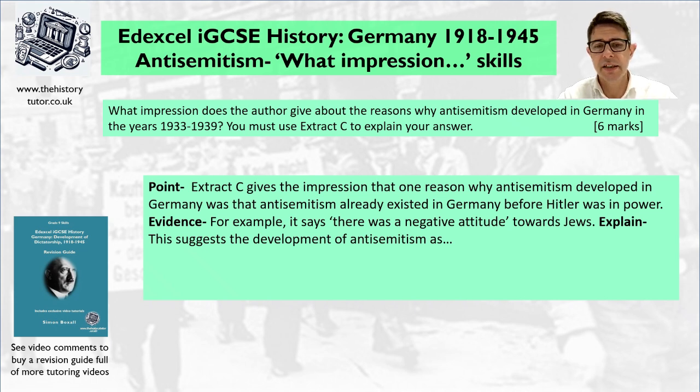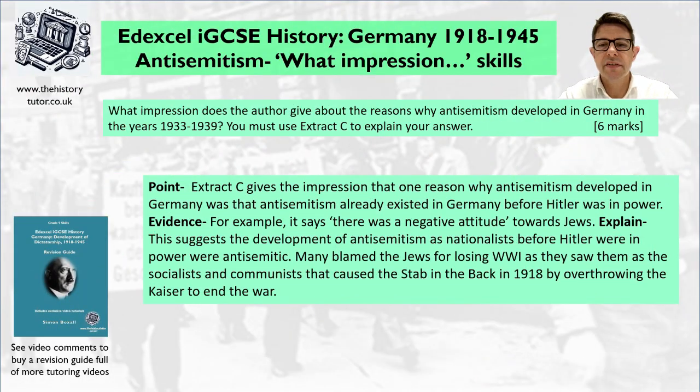Now we can explain. So this suggests the development of anti-Semitism as or because. Explain our idea. Why was there already a negative attitude? What was Germany like at the time? Was it quite right-wing already? What did people think about the Jews? Had there been events that they disliked them already in the past in this topic? Pause now and see if you can develop a little explanation.